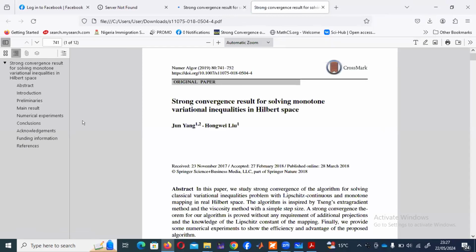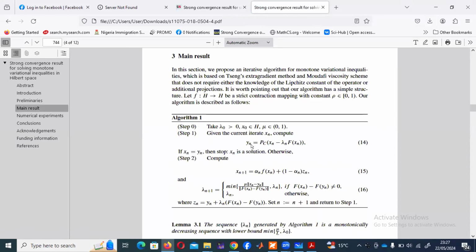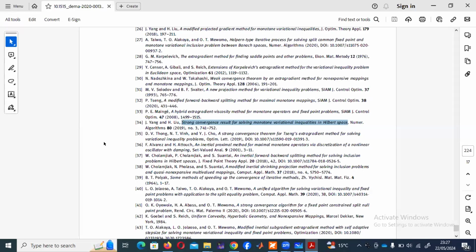Okay, now let's look at the main results. This is the algorithm again. It's yn equals PC of xn minus lambda n f of xn. You see what do you notice here? For xn plus 1, they've used the sequence what? Alpha n, right? But the one we are coming from, what do we see there? What did it call for us? They called it beta n.